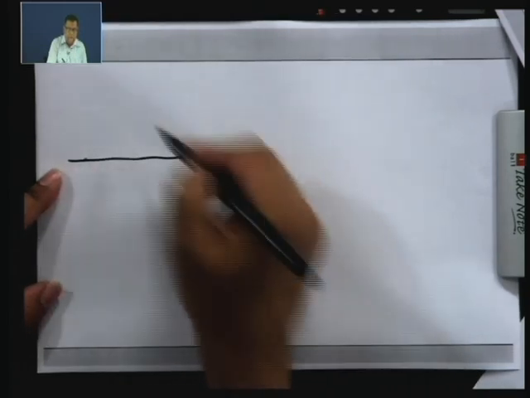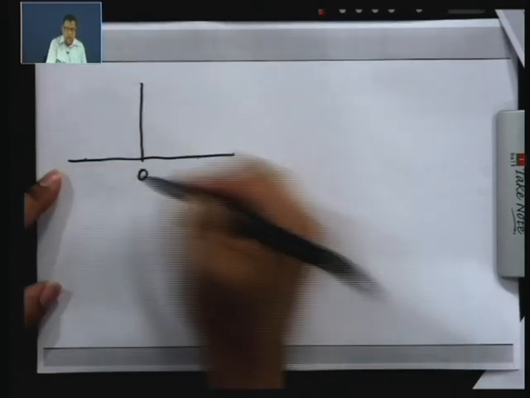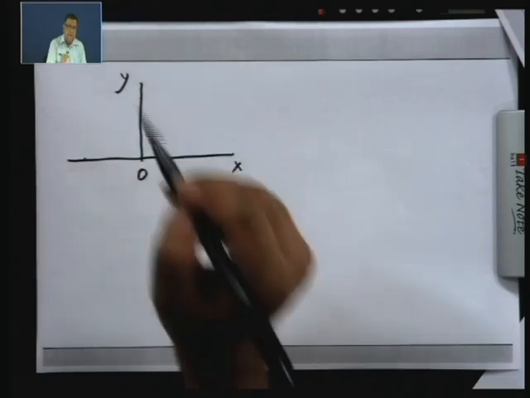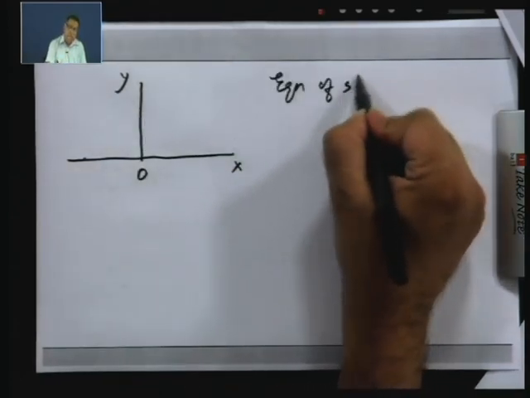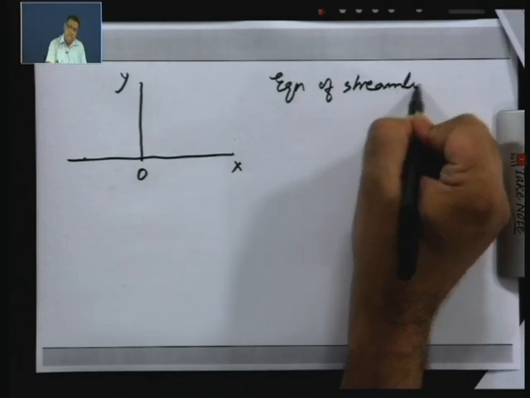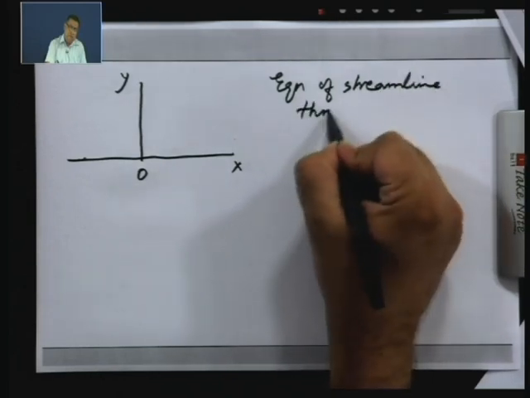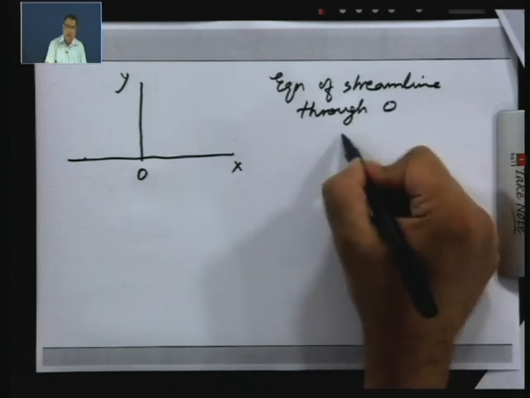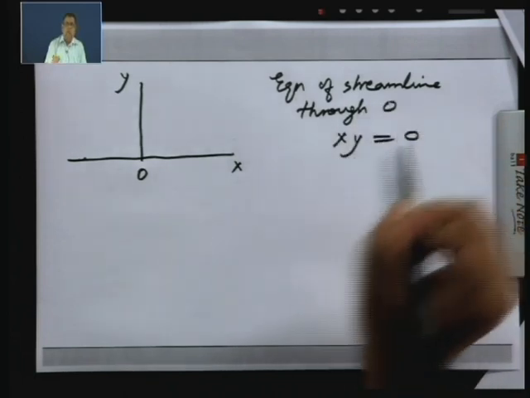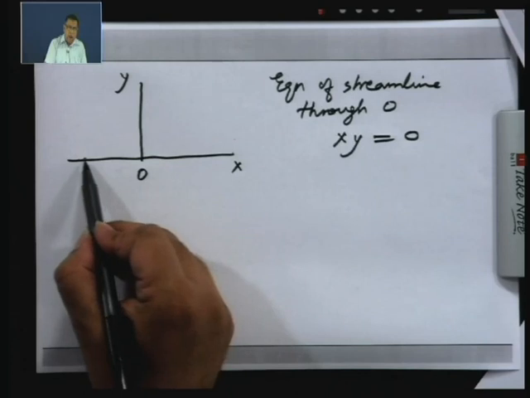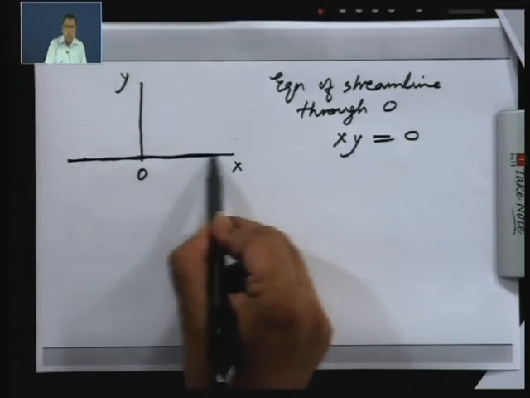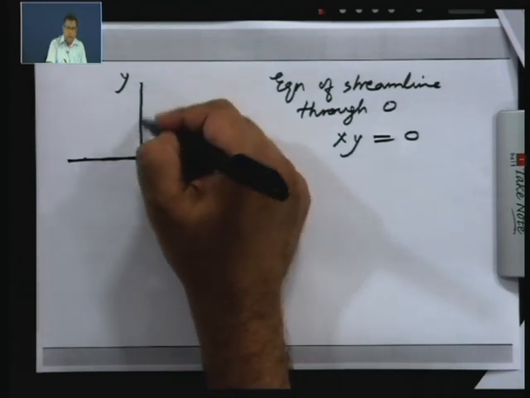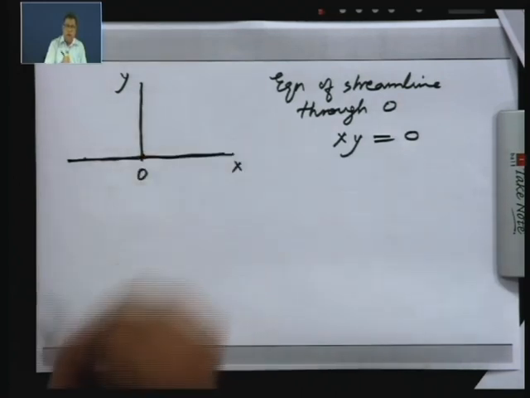So, I will draw that figure again. This is the origin, this is x, this is y. Now, the equation of the streamline through O, the origin, is again xy equal to 0. So, here you have two separate lines actually. This is the line y equal to 0 and this is the line x equal to 0.